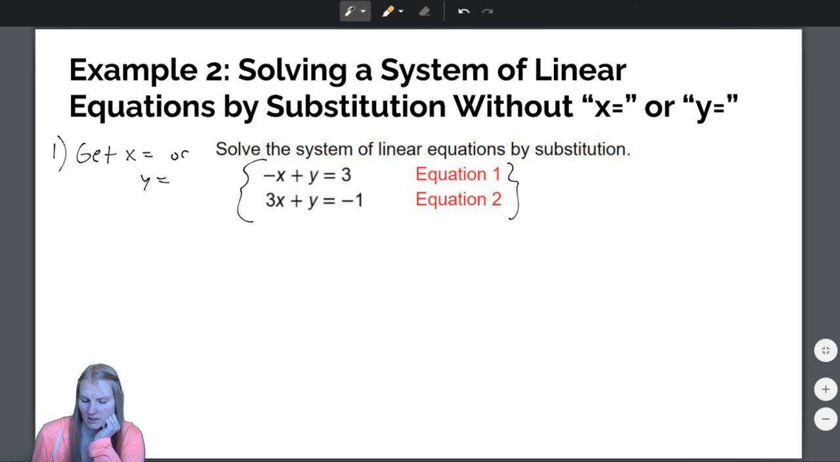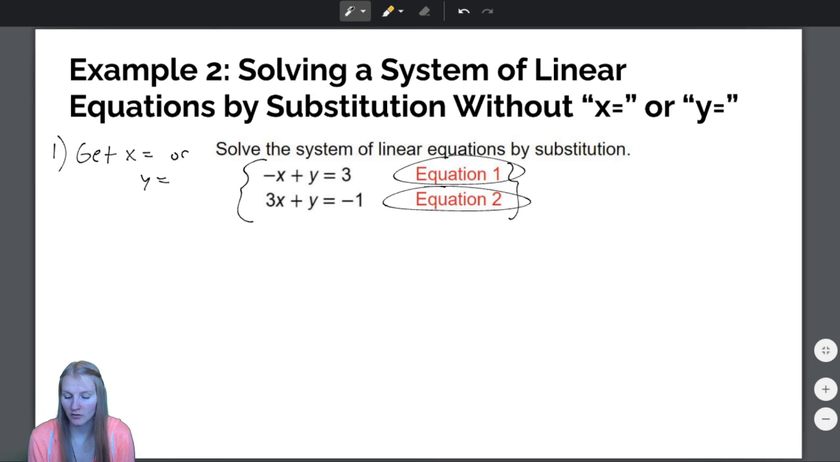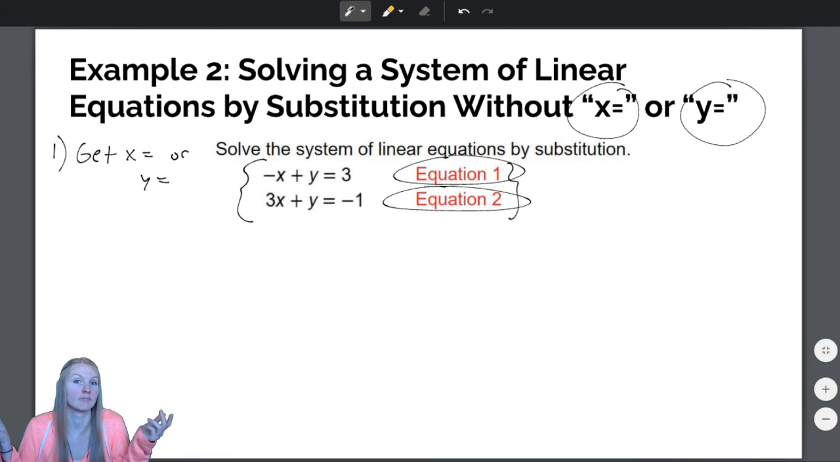So, let's see, which one do you think is going to be the easiest to solve? Equation number 1 or equation number 2? Pause the video and think about that. Which equation would you solve, and would you solve for x or would you solve for y? Pause the video and think about that.